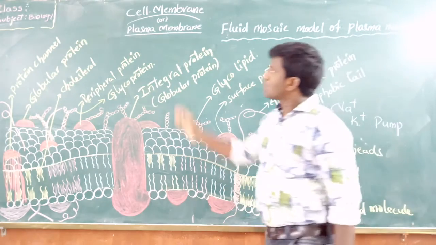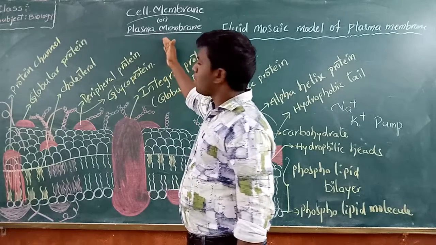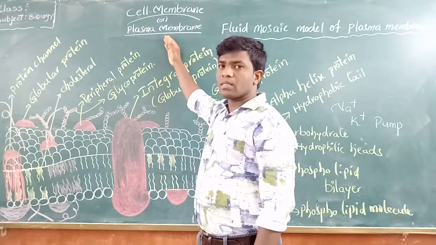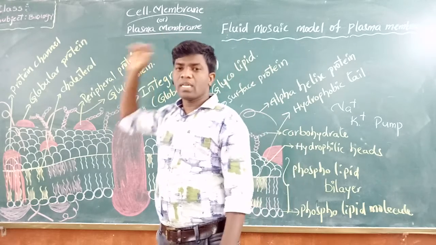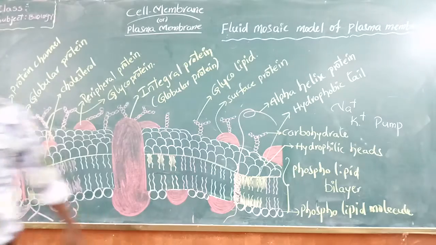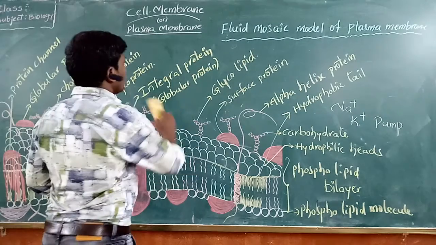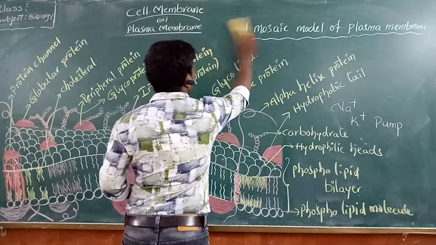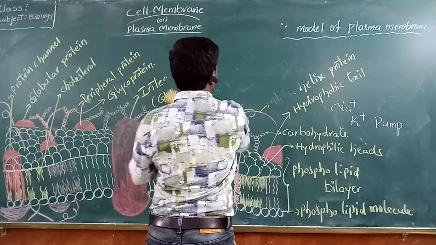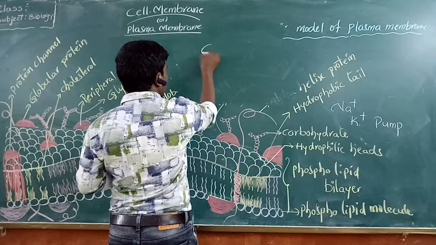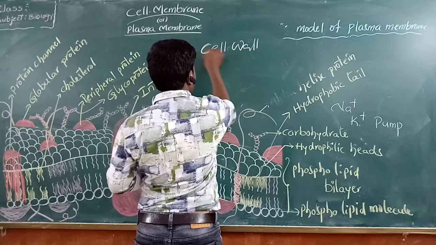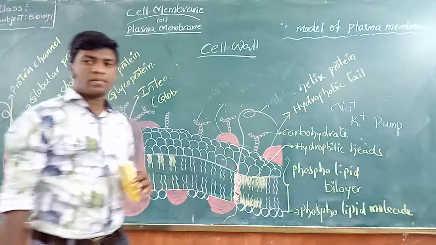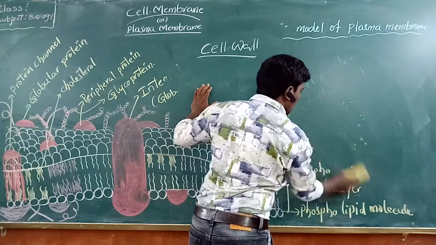Now, dear students, the plasma membrane or cell membrane is present in animal cells and plant cells also, but in plant cells there is another layer over this cell membrane, that is the cell wall. Next I am going to explain about the cell wall.